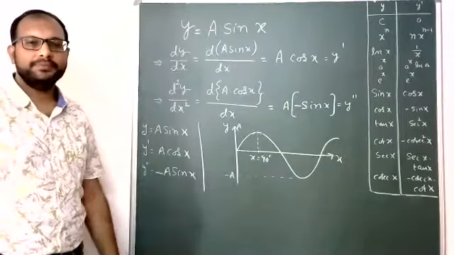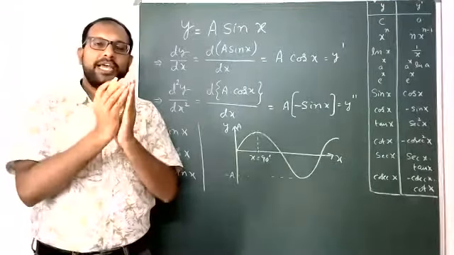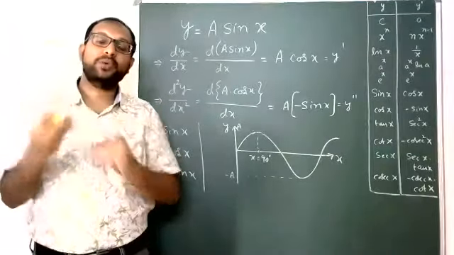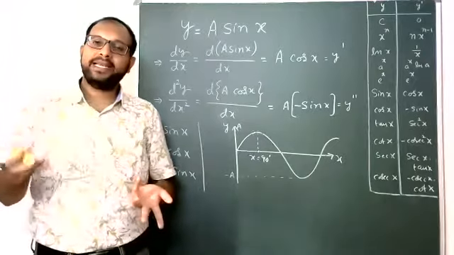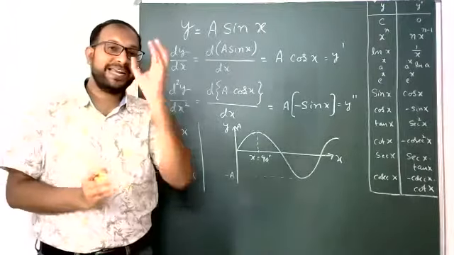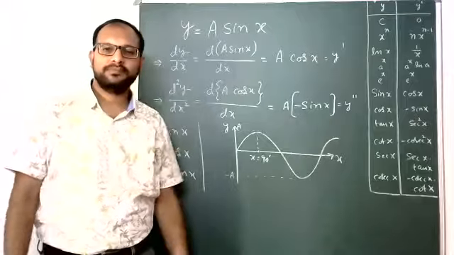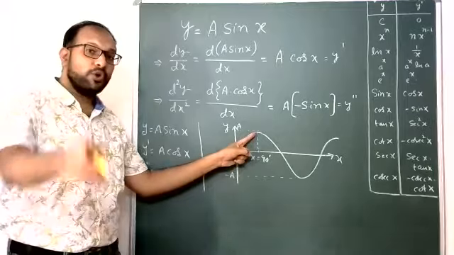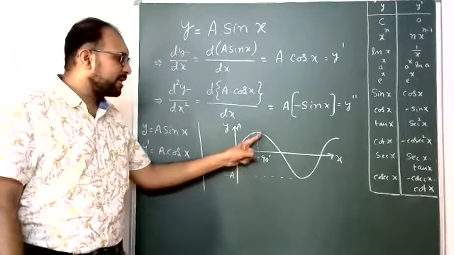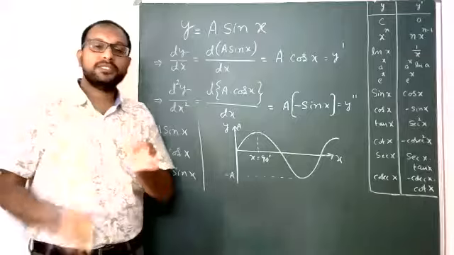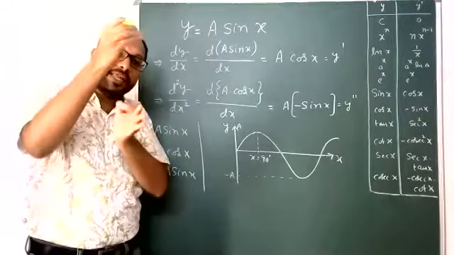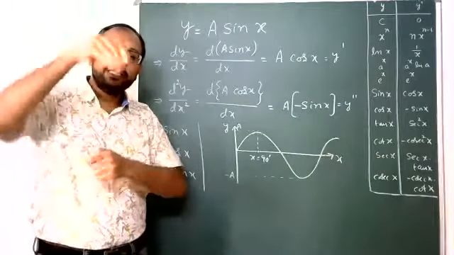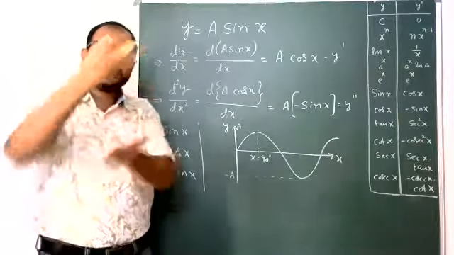Students, suppose a number is changing from plus 2 to minus 2. What is the change? Minus 2 minus 2 means minus 4 is the answer. Means final value minus initial value is the change. Same way here, just before x equal to 90 slope is positive, but after x equal to 90 slope is negative. Means slope changing from positive to negative means change in slope is negative. Change in slope, that is slope of slope, is the second derivative.